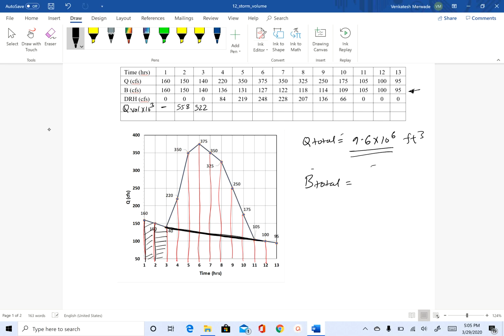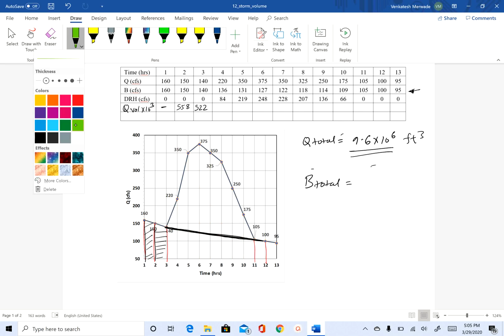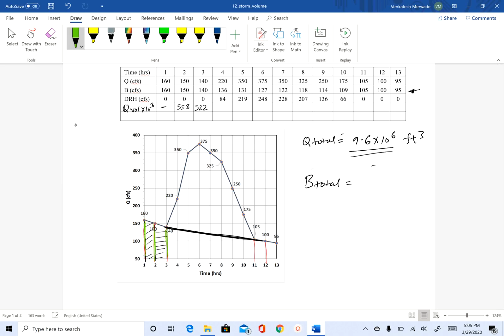Now to get the base flow, all you have to do is remain under this line. So I can remove all these other lines and maybe use a different color. Here we are going to get the area for these smaller trapezoids. You can either do this for each individual trapezoid, or if you think about it, there are only 3 trapezoids here.